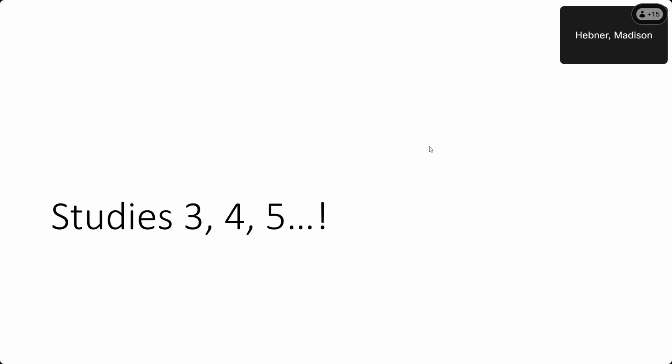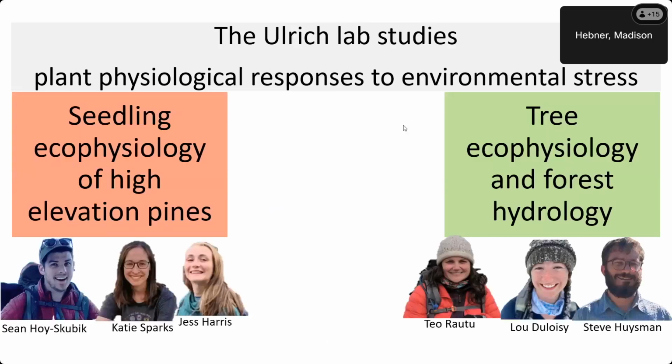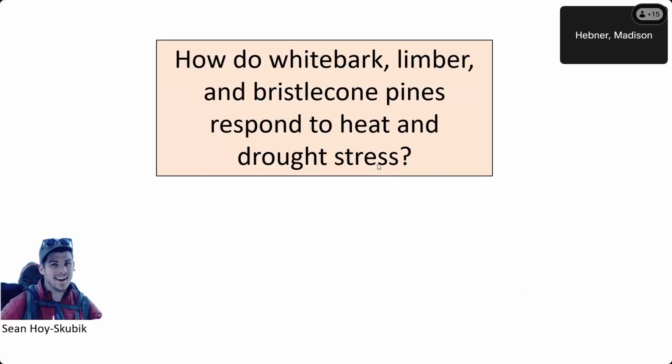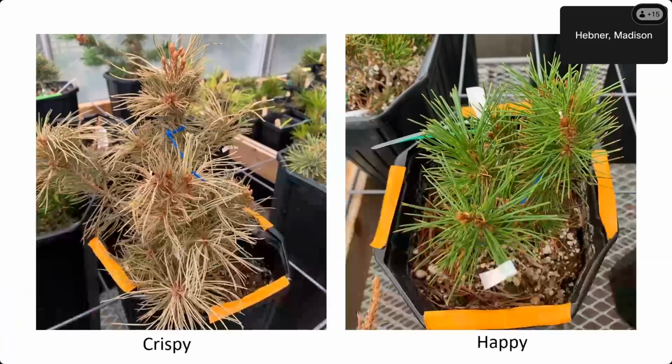Now we're going to highlight each grad student's work very briefly. First, we'll start with PhD student Sean Hoy-Skubik, who started off in the lab as a master's student and has now transitioned to a PhD student. He started off asking the question, how do these three species, whitebark, limber, and bristlecone, respond to heat and drought stress? As a lot of you know, we call ourselves plant torturers. We're really good at torturing plants, killing plants, droughting them, heating them, and measuring how they respond physiologically.